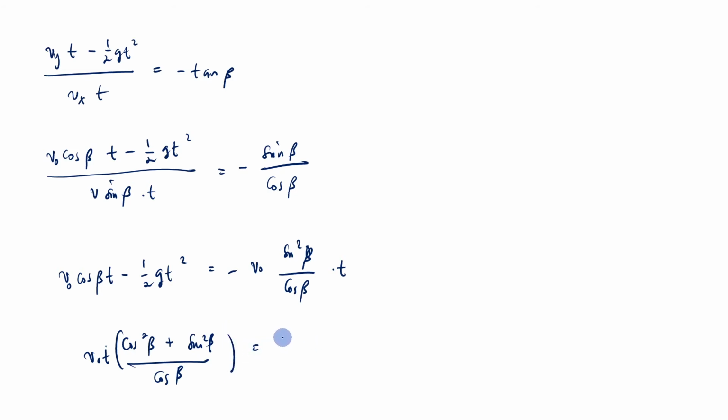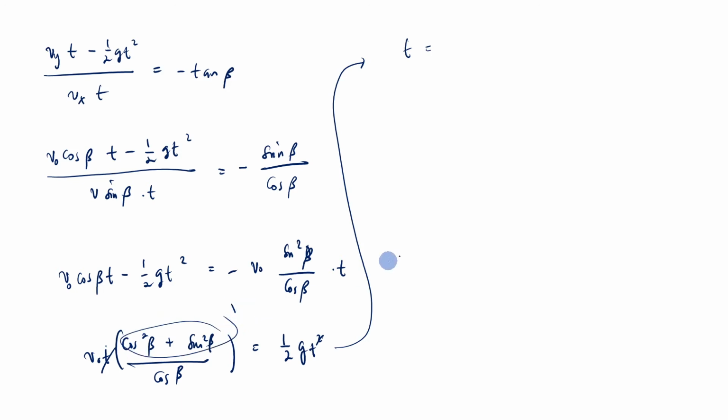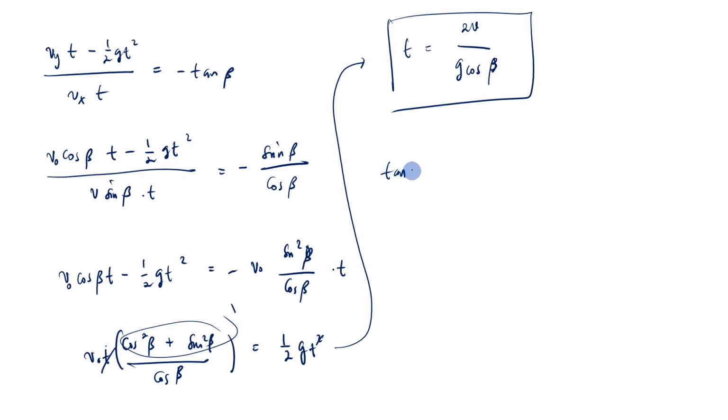Of course, this is equal to 1/2 g t square, and we can simplify this term by dividing by t. Of course, the identity of trigonometry gives 1, and t equals V divided by g cos beta. Okay, we save it. When the projectile hits the plane, using the value of t, we get the tan theta, the value of velocity, like this.